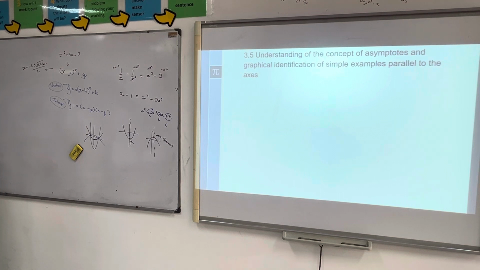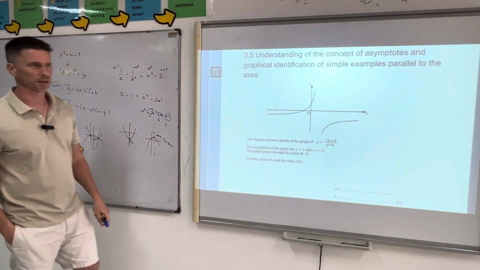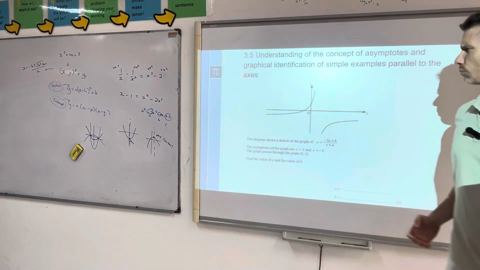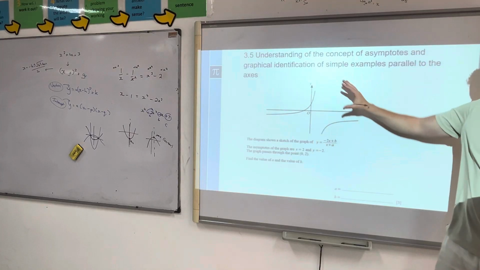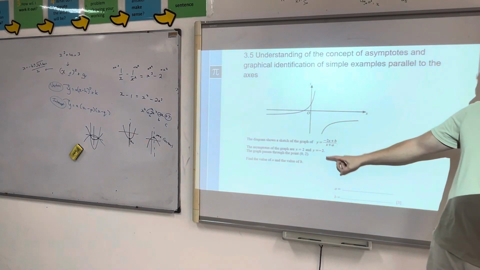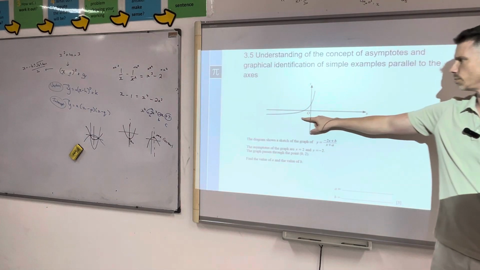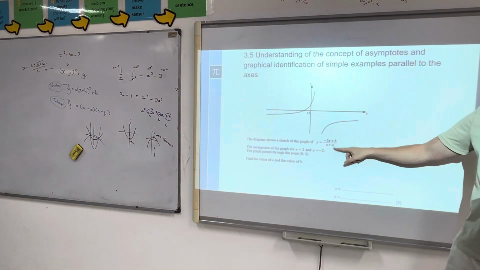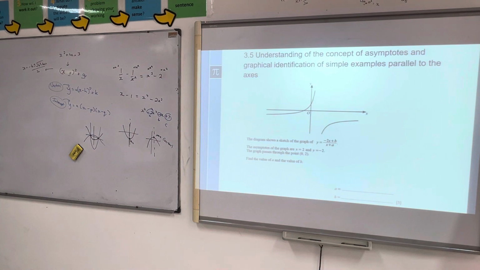Understanding the concepts of asymptote and graphical identification of simple examples parallel to the axis. That seems pretty complicated, but something like this might come up in an exam where we'd have to be able to say what the asymptotes are, or use the asymptotes to sketch. So the asymptotes here, one is at x equal to 2 and the other is at y equal to minus 2. How will that affect the function? We can look at that kind of stuff. You need rational functions. Functions with a fraction will have asymptotes.